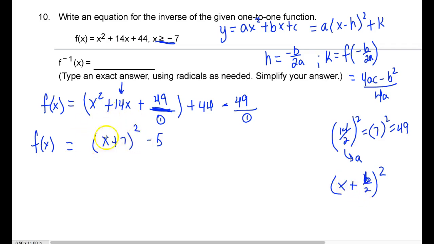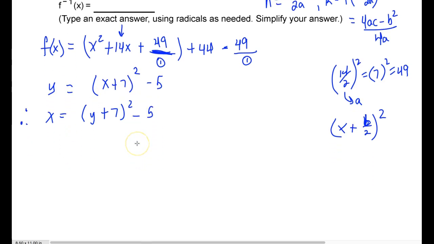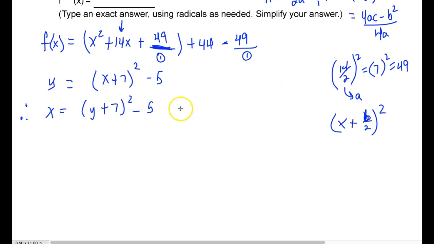All right, so now that we have this, if we just replace f of x with y, then we can go through that process again of finding the inverse function. So this is y. Then, of course, if we interchange x and y, we have this situation. And now we can solve for y, and we know that when we end up solving for y, it'll end up being what our inverse function is.